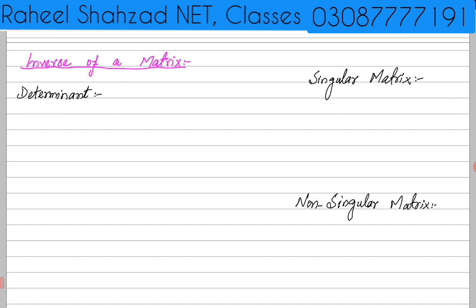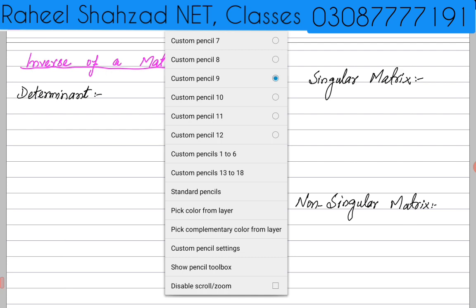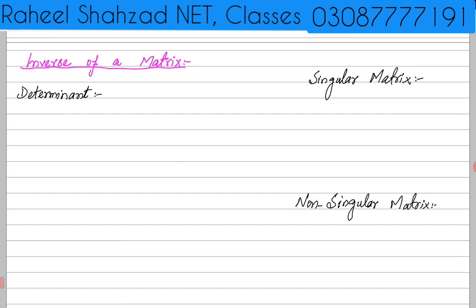Okay, next is inverse of a matrix. Basically, if we have a matrix, then we can find its inverse. But first we need to find out what a determinant is, and what singular and non-singular matrices are. For example, we have a matrix A as [a, b; c, d], and its determinant is going to be ad minus bc. You multiply a with d, and then subtract the product of b and c.